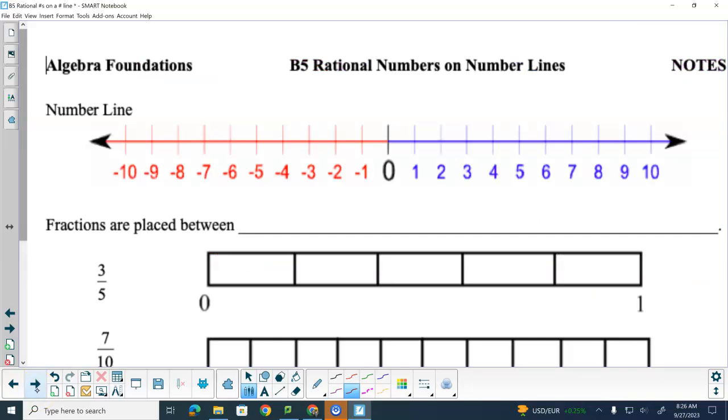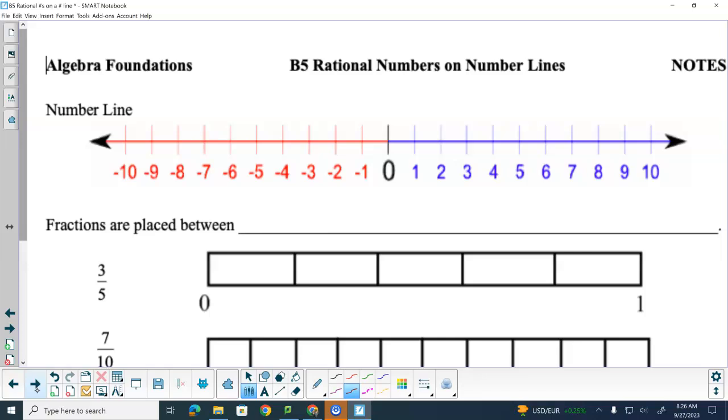All right, so now we're going to get into our B5 notes. So now you're on the next full page. Today what we're going to do is put rational numbers on a number line. We've done this before. We did it lots in Unit A. We've done it here in Unit B. We put irrational numbers on number lines.